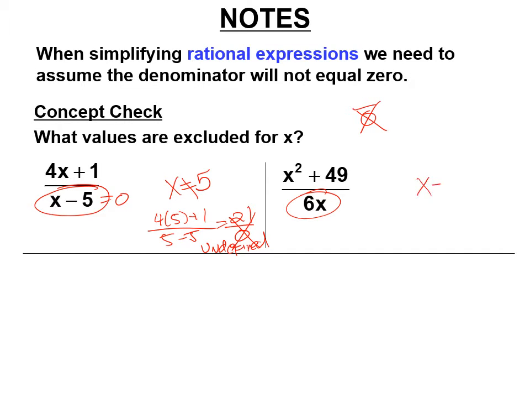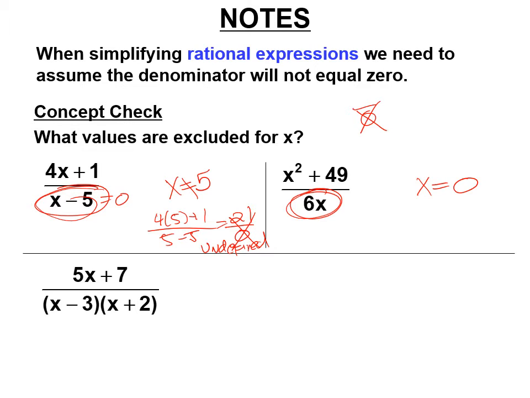All right, so what would make this equal to 0? Well, in this case, it is 0. Now, remember, it's not x, it's what's going to make the denominator equal to 0. 6 times 0 is 0. Any other number for x is defined. Now, this one has two numbers that will make it equal to 0.